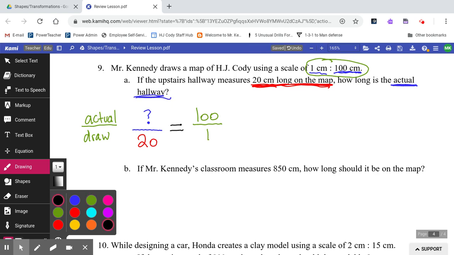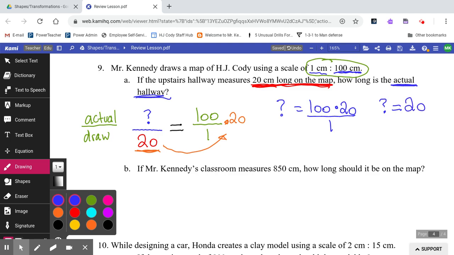To be able to figure out actual size lengths or drawing size lengths, you have to use ratios like this and then do some multiplication. Whatever number's on the bottom, we need to multiply to the other side. This means my question mark that I'm looking for, the actual length, equals 100 times 20 divided by 1. If you put that in my calculator, that means the actual length of my hallway, or what I was looking for, equals 2,000. That's the actual length of my hallway.